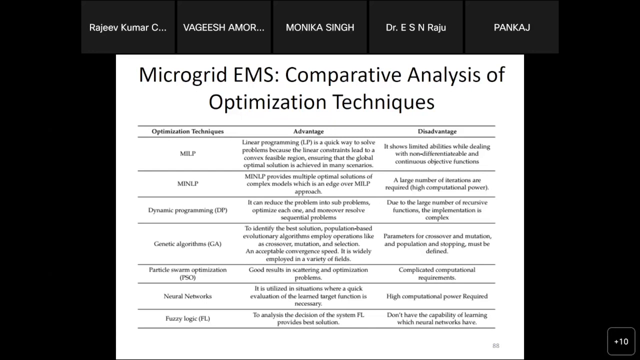And coming to the PSO, that usually provides good results when we are dealing with scattering and optimization problems. Like genetic algorithms, like we have dynamic programming. So we have different advantages for the different optimization techniques. We also have the drawbacks. Neural networks require high computational power. Fuzzy logic may not have the capability of learning which neural networks have. And PSO may have complicated computational requirements. So likewise, with the conventional techniques as well as the advanced techniques, we have advantages as well as drawbacks. However, we can go with the requirement as per our particular application.